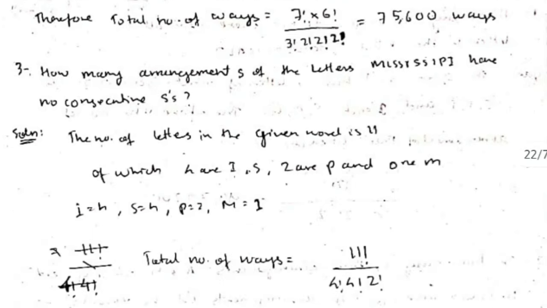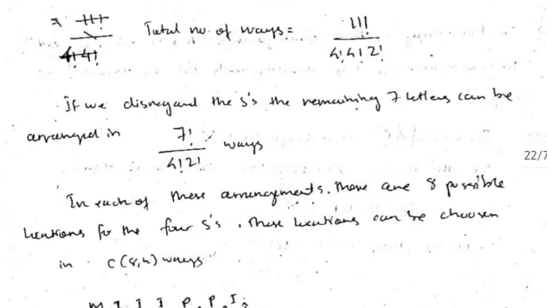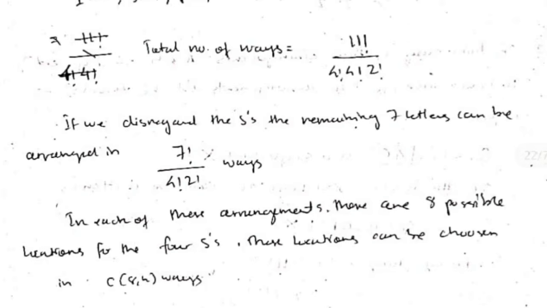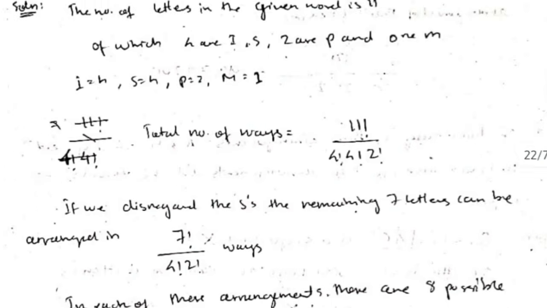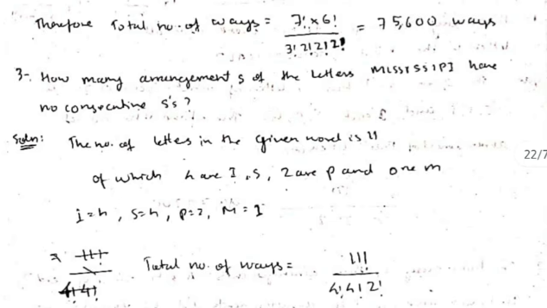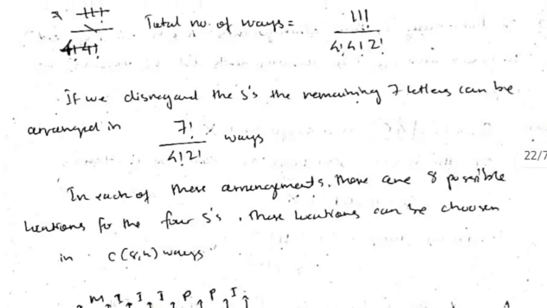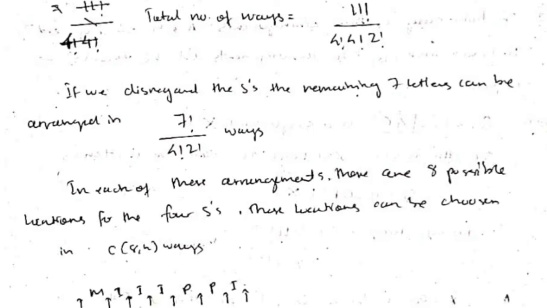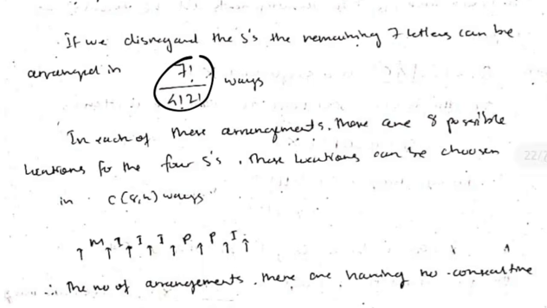After that we have to find how many ways we can arrange so that no S is adjacent. So what we can write is, see, if we disregard the 4 S's, which means S is repeated 4 times, and we only consider the remaining 7 letters, how many possible ways are there? This many ways.